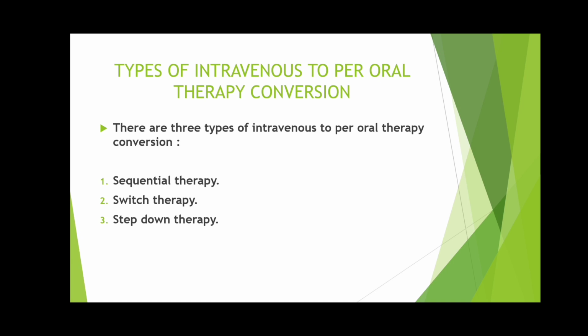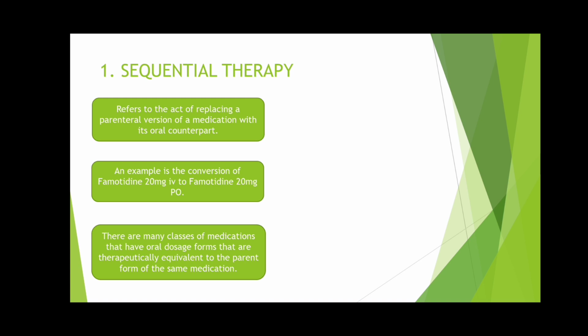So there are three types of intravenous to per oral therapy conversion, and they are: first one sequential therapy, the second one is switch therapy, and third one is the step down therapy. So we'll check out all these one by one. So starting with the sequential therapy. So it refers to the act of replacing a parenteral version of the medication with its oral counterpart.